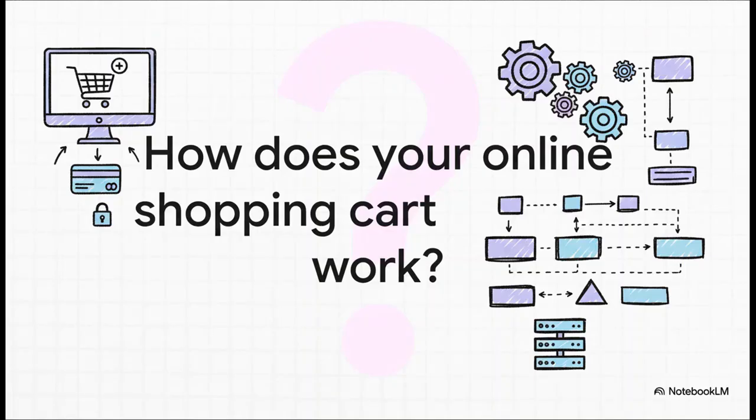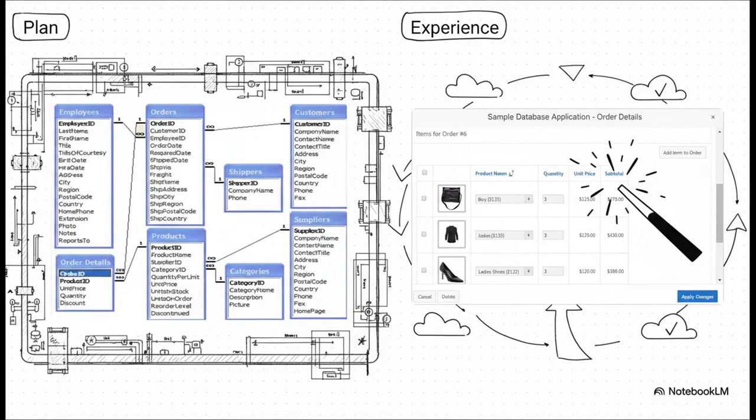You know when you're online and you click Add to Cart, you change the quantity from 1 to 3, you check out, it all just works. It feels so simple. But behind that smooth, easy experience is this incredibly complex, perfectly designed structure. So how do we get from a pile of raw data to this beautiful working thing? And this is where it gets really cool.